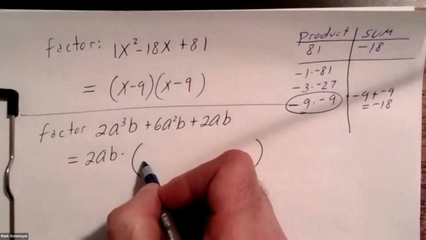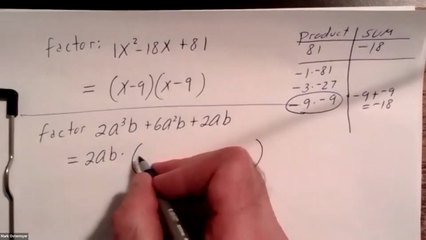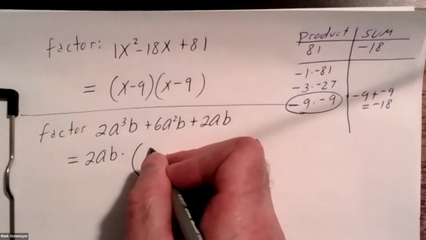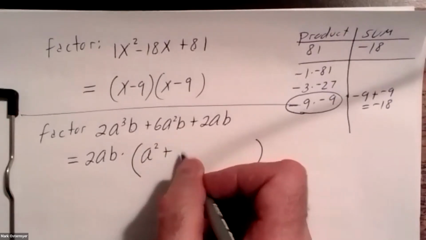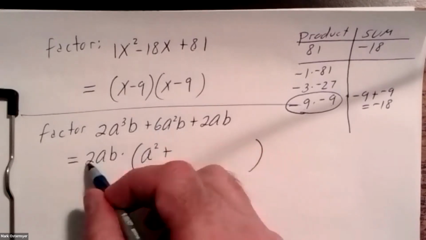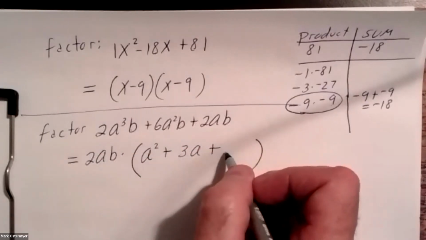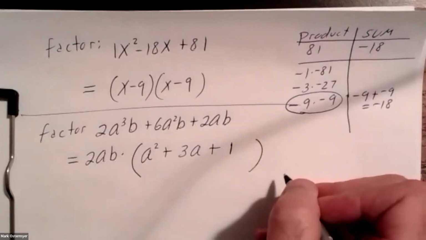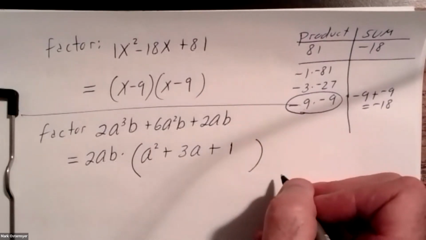When I factor that out of all three terms, what do I leave behind? 2ab times what gives me back 2a cubed b? A squared. 2ab times what gives me back 6a squared b? 3a. 2ab times what gives me back 2ab? Just 1. Is that correct? I think it is, right?